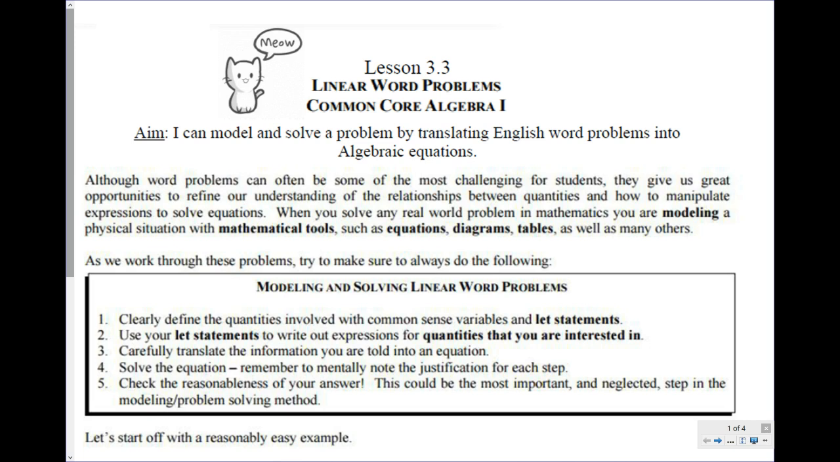So your aim today is that I can model and solve a problem by translating English word problems into algebraic equations. The last two lessons, we've only talked about expressions. So today we're going to talk about equations, how we translate into equations, and then how we go about solving them.